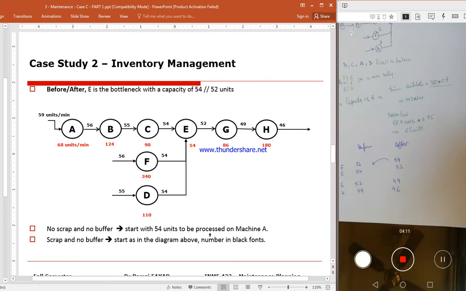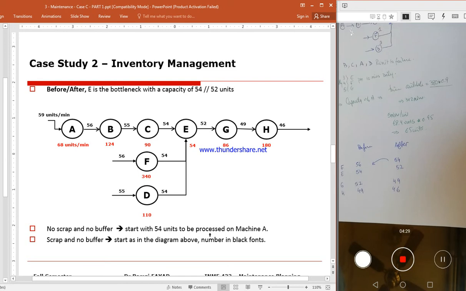Now you have to take into consideration the following. A, we can produce 68 but we are only producing 59, so A has some idle time. Okay, this we have to take into consideration.